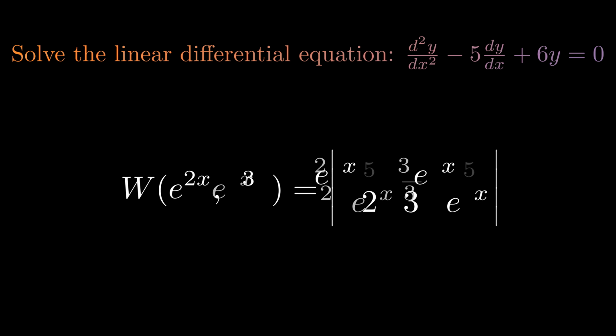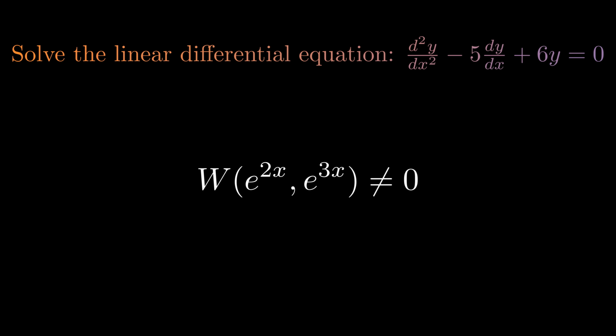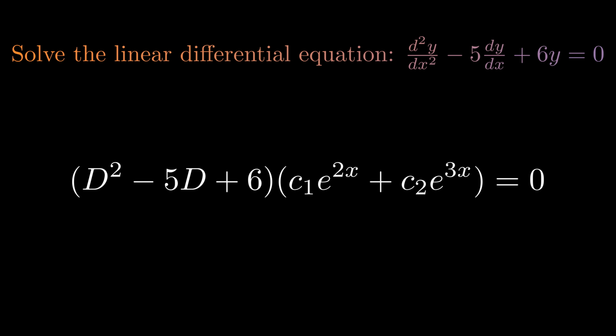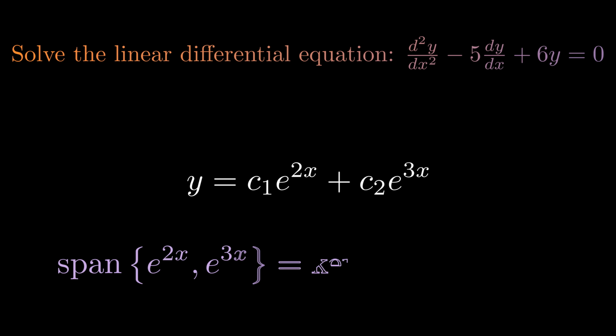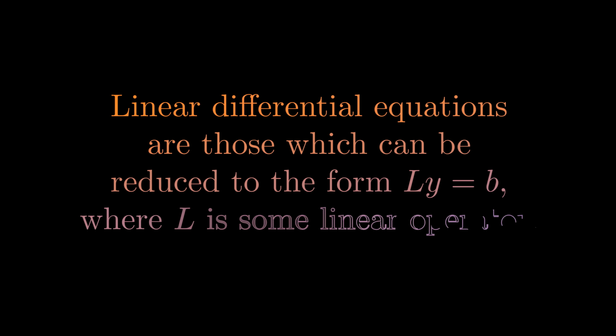Using the Wronskian, we can easily show that these two exponential functions are linearly independent. And just like that, we have found every single solution to this equation. It is simply any linear combination of the two basis functions. In conclusion, linear differential equations are those which can be reduced to the form L y equals b, where L is some linear operator.